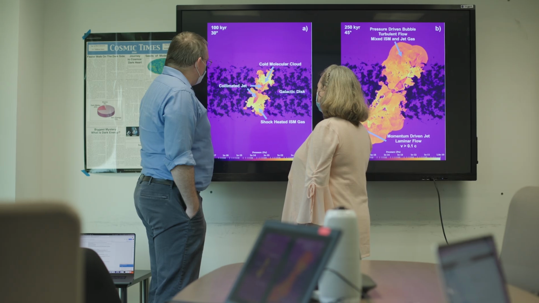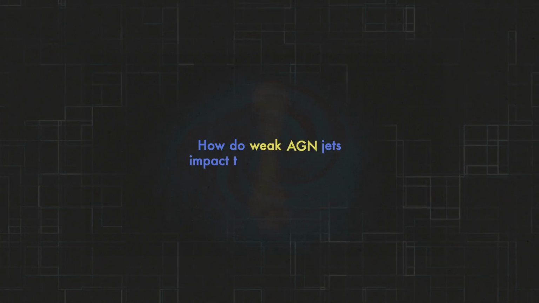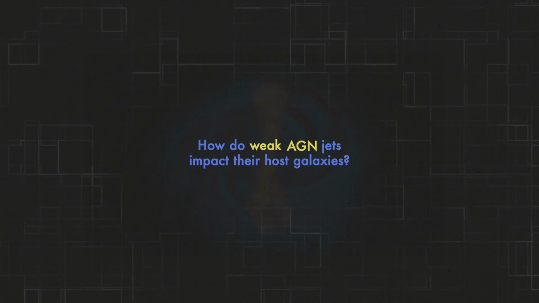My name is Kim Weaver and I work at NASA. I've been looking at AGN for a very long time, and we just don't understand how the jets impact the galaxies in these low luminosity objects.